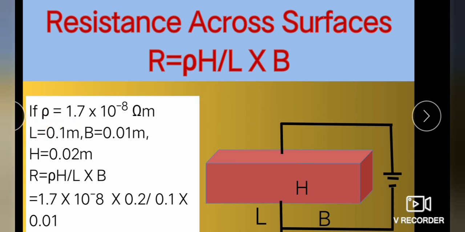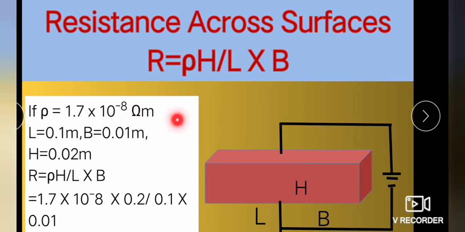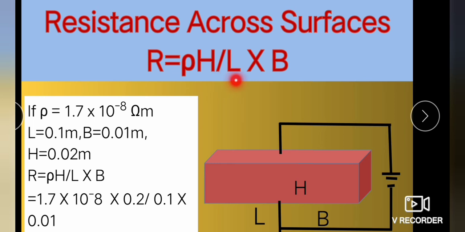If rho is given as 1.7 into 10 to minus 8 ohm meter, length is equal to 0.1 meter, breadth is equal to 0.01 meter, and height is 0.02 meter in the question or MCQ, calculate the resistance. Use R is equal to rho H upon L cross B. This is equal to 1.7 into 10 to minus 8 into 0.02 upon 0.1 into 0.01, which is equal to 1.7 into 10 to minus 6 ohm.